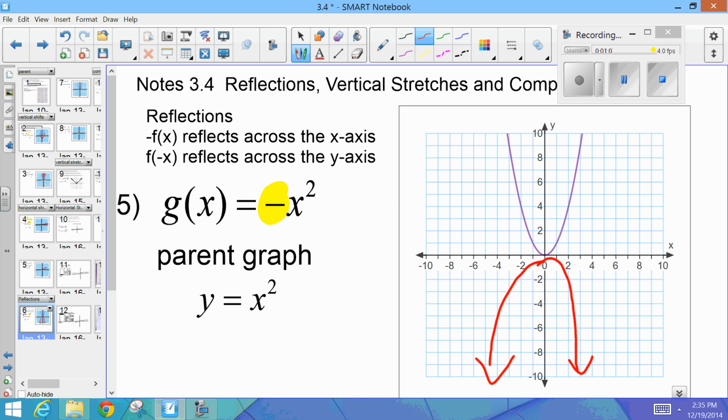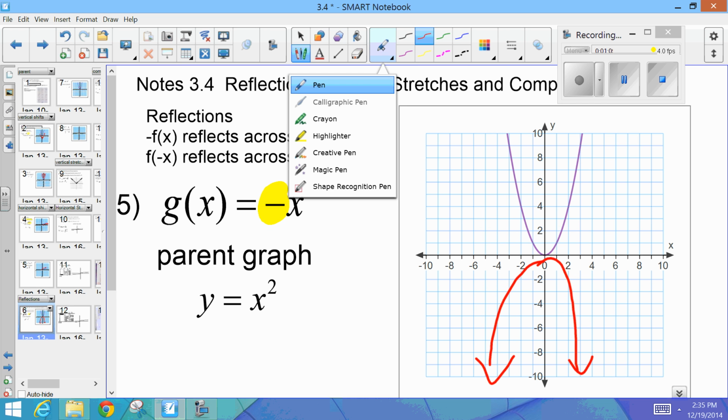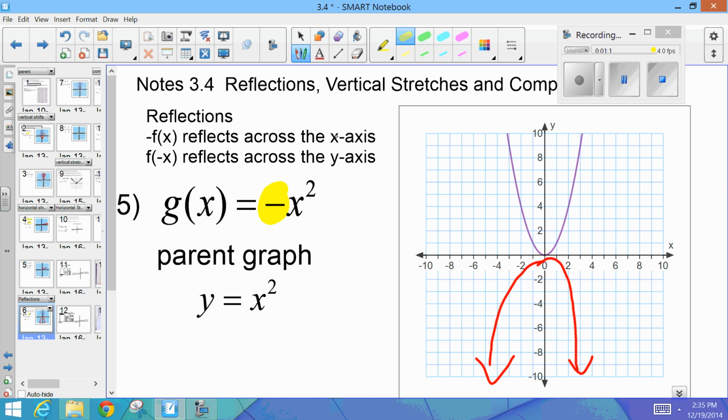Before I switch this screen, let me just point out that we're learning a brand new transformation. Okay, this one is different, the one I'm making in blue. This would be what would happen if that negative is happening before we apply the parent function, or inside parentheses. And that would reflect about the y-axis. We're going to see an example of that in the next slide.